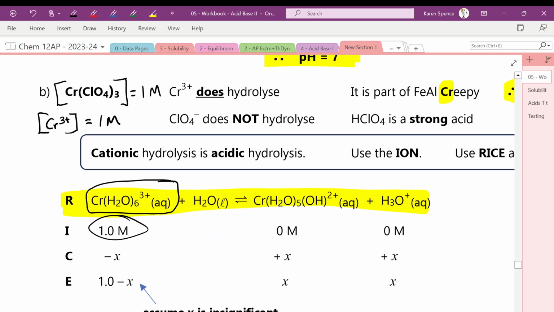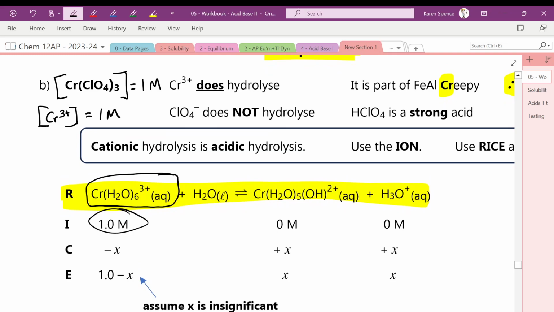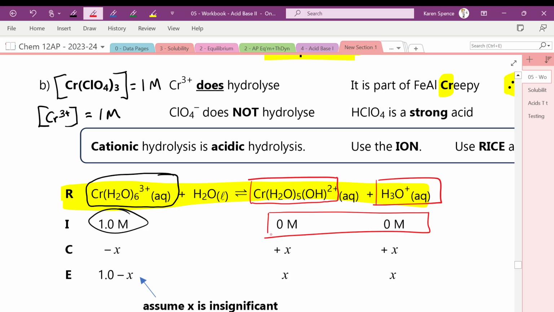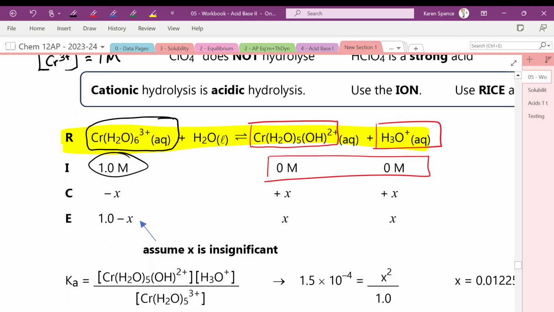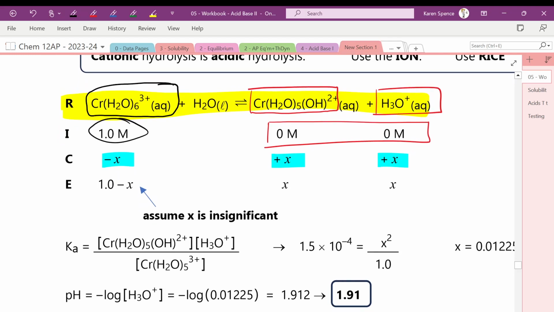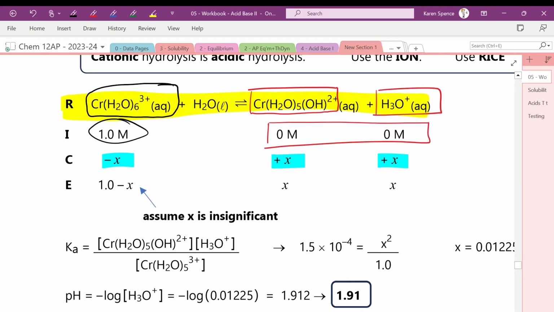It reacts with water. It will give away a proton. If you forget, you can always look on your table. How much of the base form and the H3O+ is present at the beginning? 0. Always 0. Everything is 1 to 1 to 1. So we have plus X, and minus X. That gives us hexaaquochromium at 1.0 minus X.